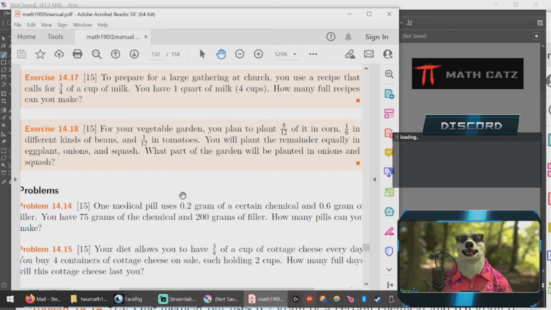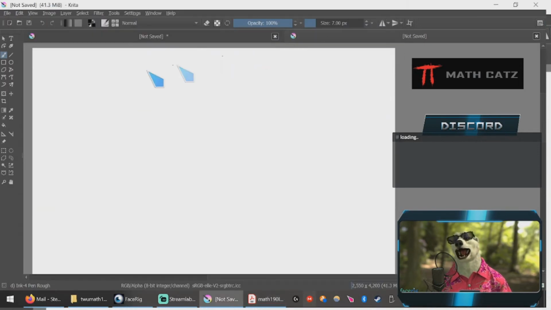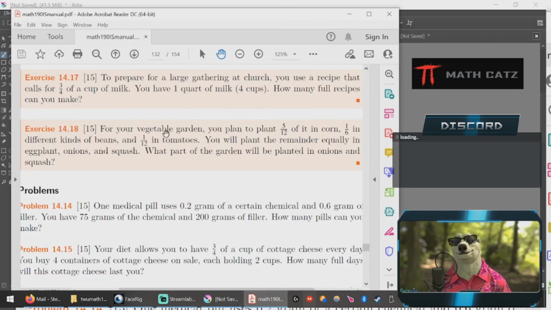All right, so let's go to 1417. We're halfway. Let's have a look. To prepare for a large gathering at church, you use a recipe that calls for 3/4 of a cup of milk. You have 1 quart of milk, that's 4 cups. How many full recipes can you make?